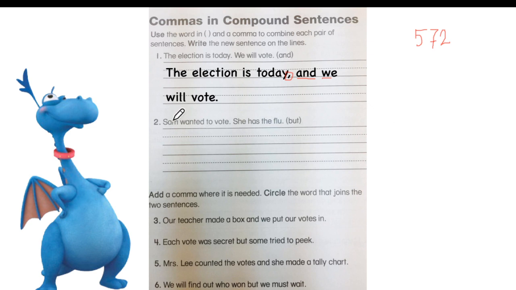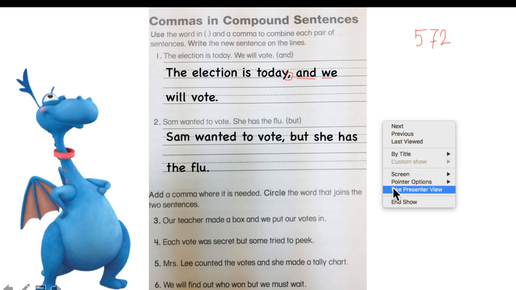Do it. Sam wanted to vote. She has the flu. Join it with the word but. Follow the steps. Step number 1, change the period into a comma. Step number 2, add the conjunction word. Step number 3, change the capital letter into small. Did you do it? It should be like this.